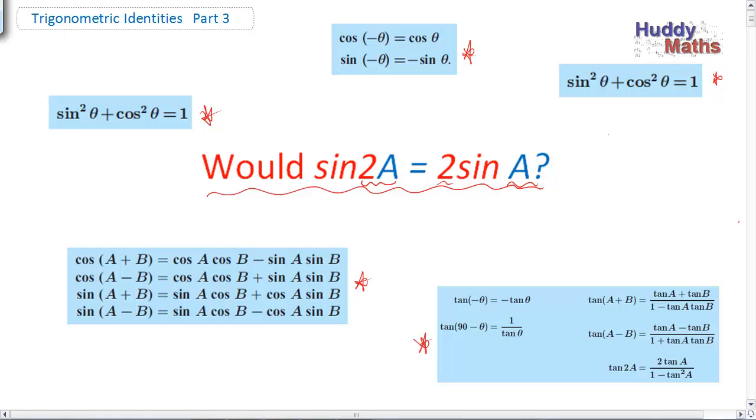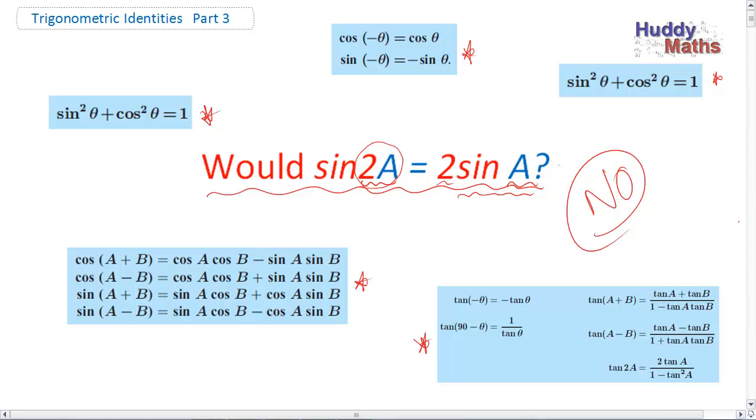And here's the answer. No, it wouldn't, would it? Because let's say you wanted the sine of something like pi on 3, which is 2 times pi on 6. Well, here the sine of pi on 6 would be a half. Double it would be 1. Hey, no. Those two aren't equal. The sine of pi on 3 is not 1. It's not just 2 times a half.